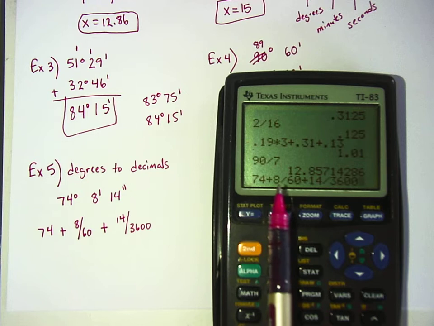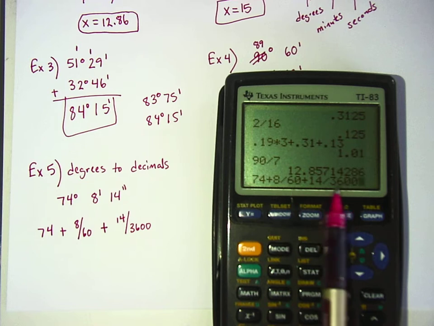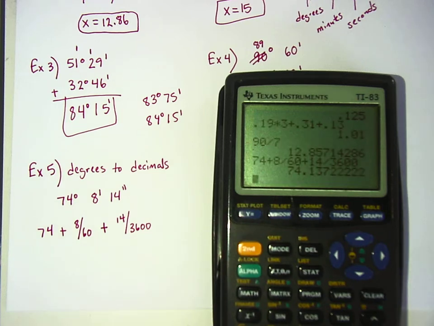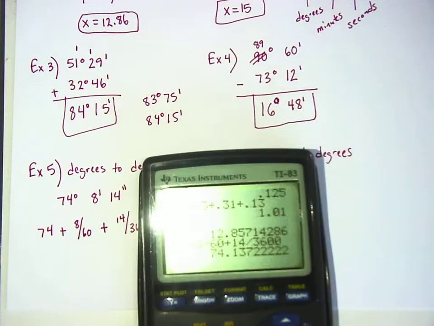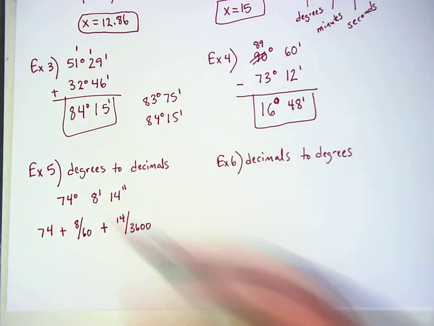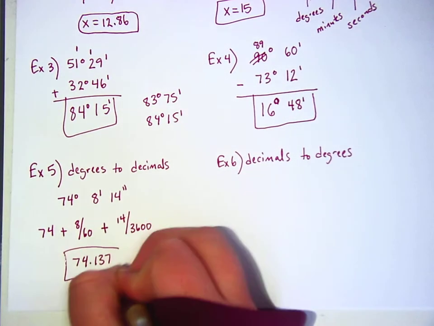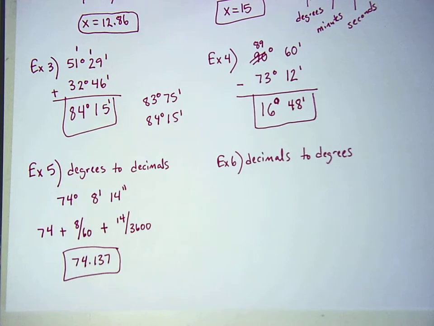Calculators will automatically do PEMDAS. So this one is 8 divided by 60 and 14 divided by 3,600. And it'll do those two first before adding, so you don't need parentheses around this one. If you added them, it certainly wouldn't hurt, but it wouldn't make it a problem. All right, so 74.137 about. Not bad. All right, let's try again.